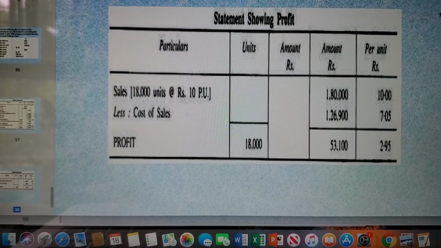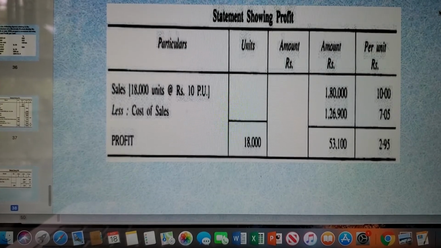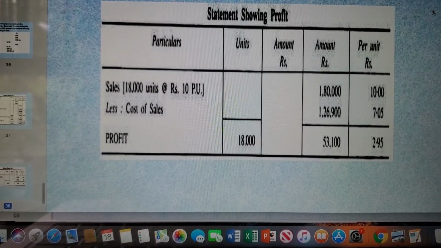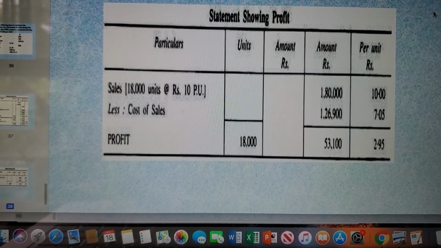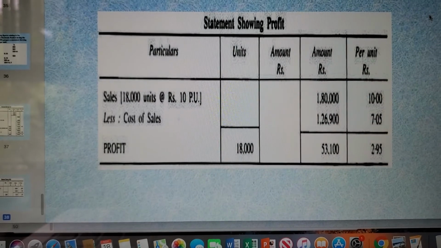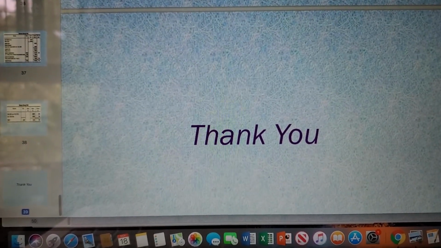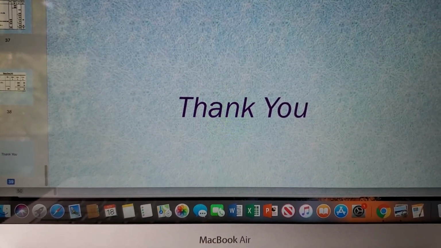So the profit is in units 18,000, and the amount works out to be 53,100, per unit in rupees is 2.95. And with this we come to the end of our Unit 1. Thank you.